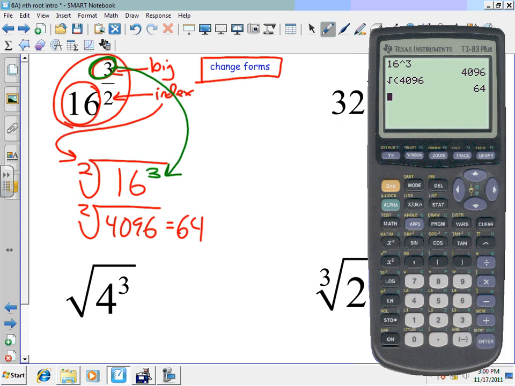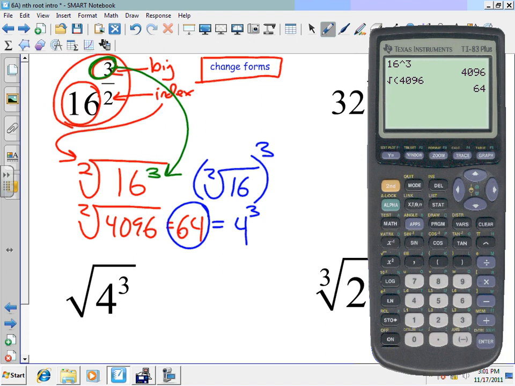Now, let's look at it another way. I'm going to take the square root of 16 first, and then I'm going to raise the whole thing to the third power. And I'll show you that these two things are the same. What's the square root of 16? 4. What's 4 raised to the third power? 64. And the two answers are the same, because with exponents, it really doesn't matter the order you do things, just as long as you follow the rules.